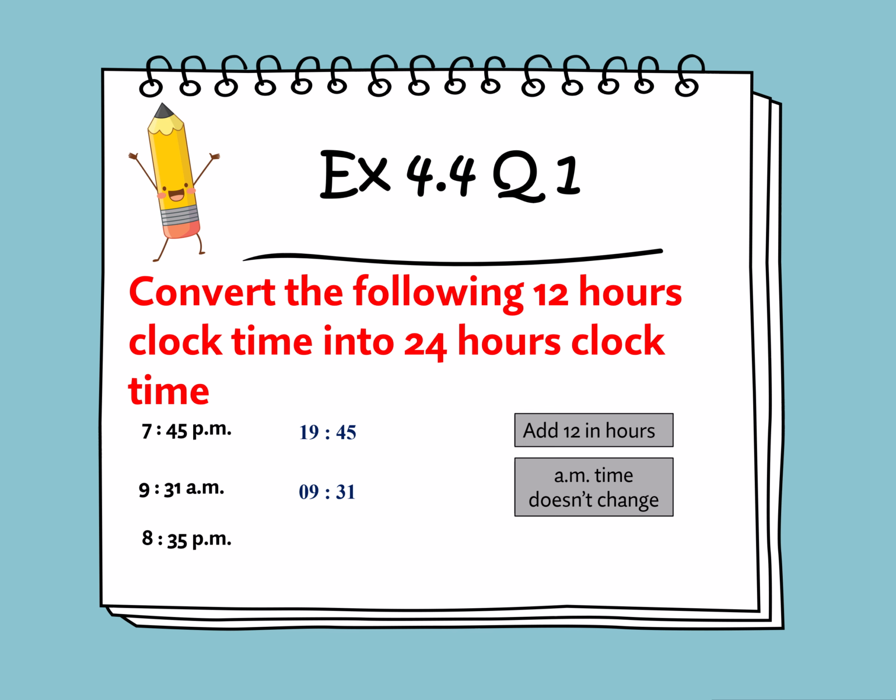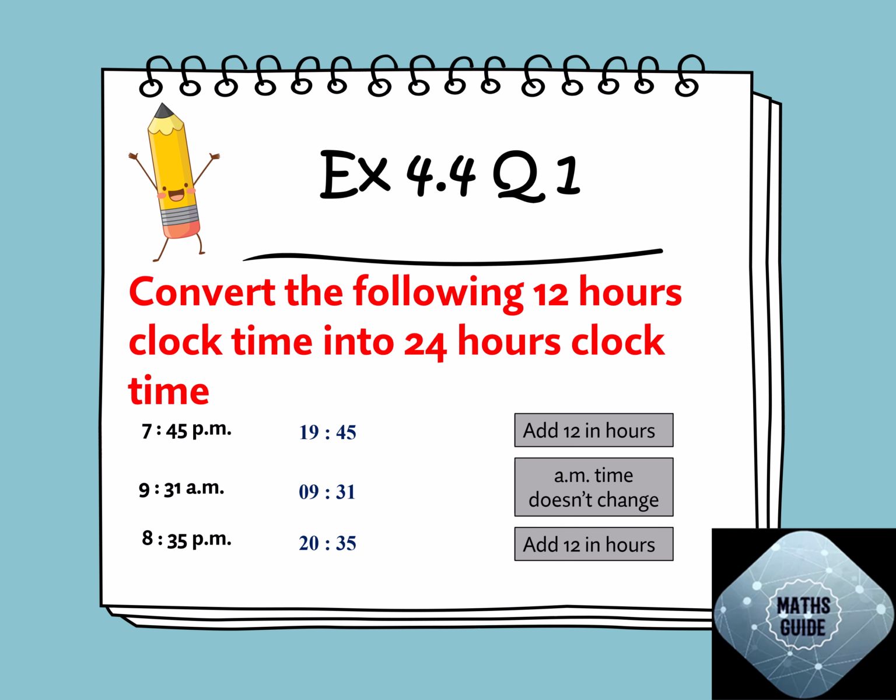Now again we have to change the time. The rule is the same. We will add 12 to the hours. So 8 plus 12 is 20 and the minutes are the same. This is how we can easily convert the time from a 12-hour clock to a 24-hour clock. Only change the time in PM, and AM remains the same.